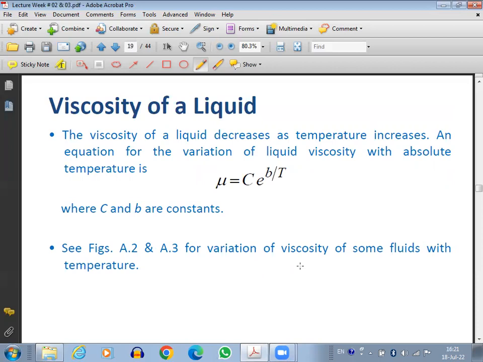Now, viscosity of liquid. The liquid has a different case. For example, if you have a liquid which is thick, if you heat it, that liquid will become thin. It was difficultly flowing. Now you heat it, it will easily flow. So that means the viscosity of the liquid decreases with increasing temperature. Opposite to gas, viscosity of the gas increases with increasing temperature. For liquid, it decreases with increasing temperature. Okay.